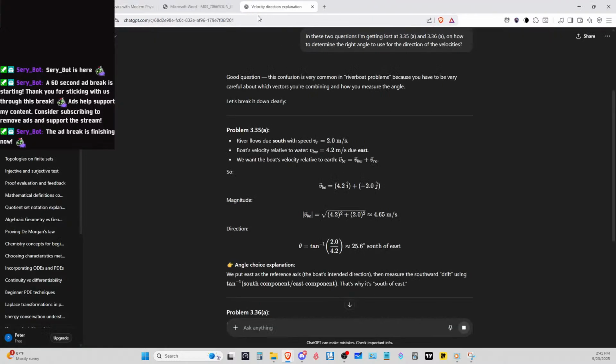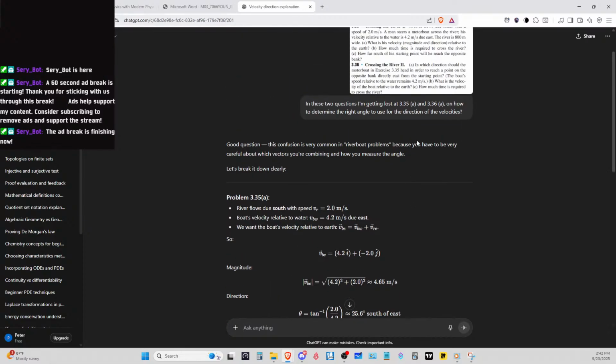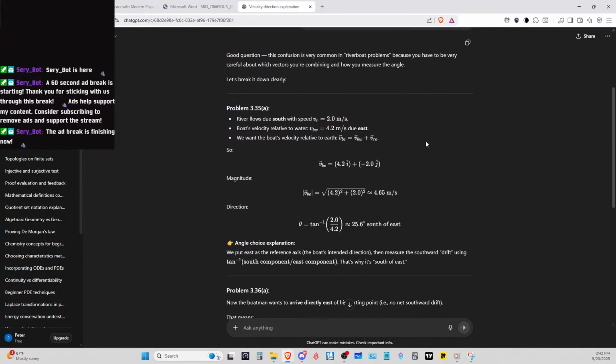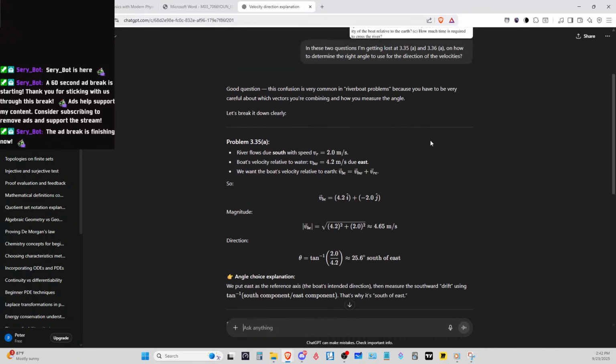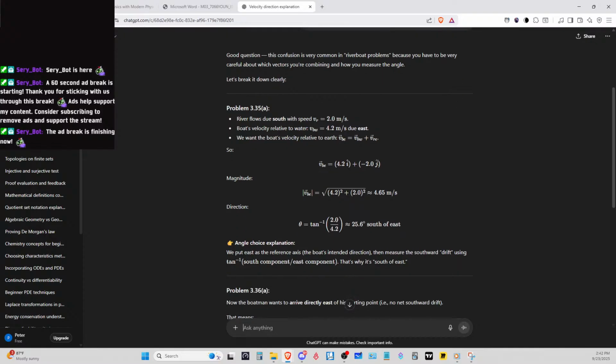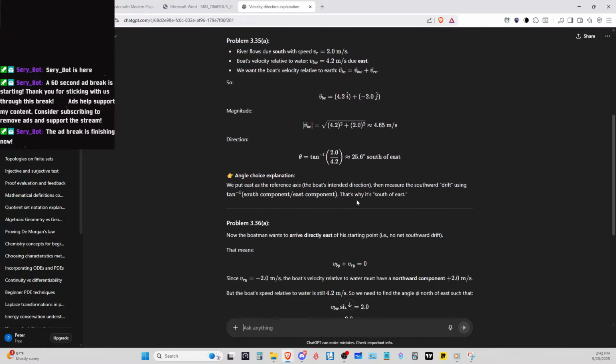Let me drag this down for you guys so you can see too. Alright, so for the angle choice explanation, we put east as a reference axis. The boat intends the direction. Then measure the boat southward.